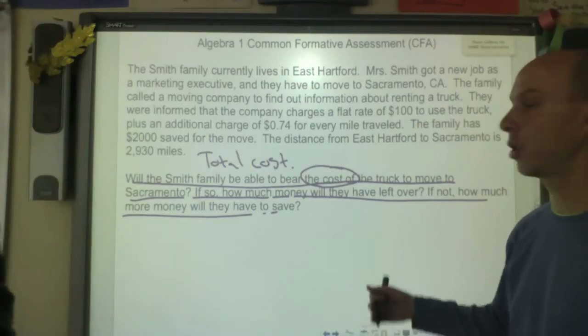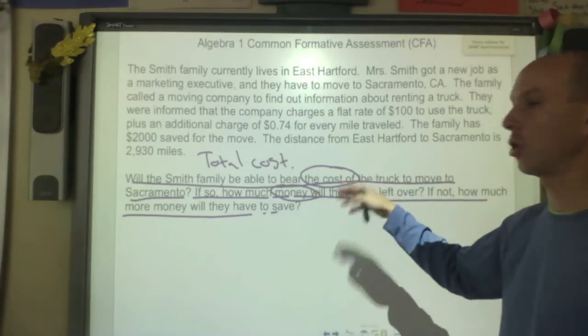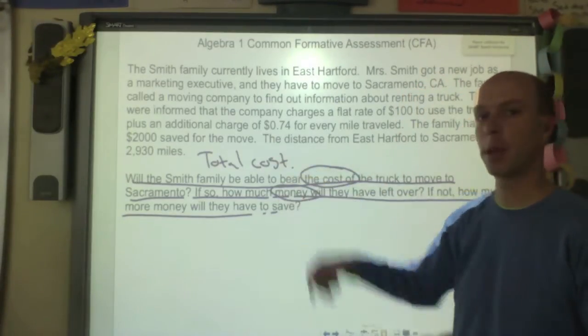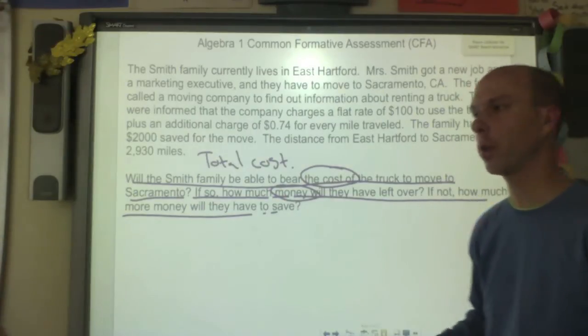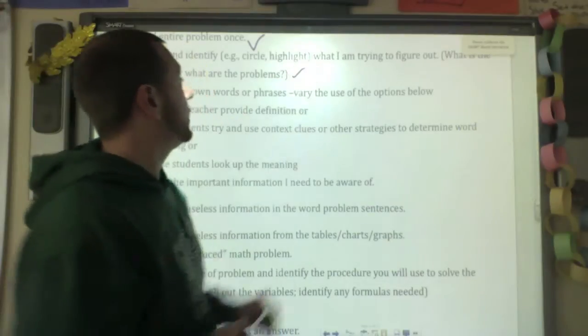So the total cost of the trip is really important. How much money they'll have left over. Again, you know you're dealing with money, and cost is kind of the key part of this problem. That's really what you're looking for. Okay. So we've identified the question, okay?